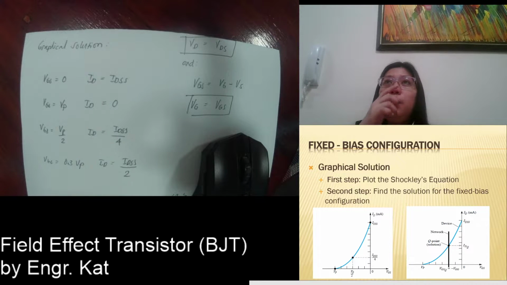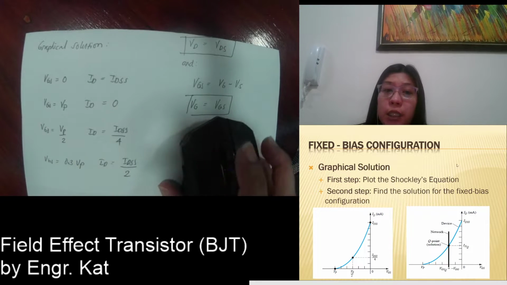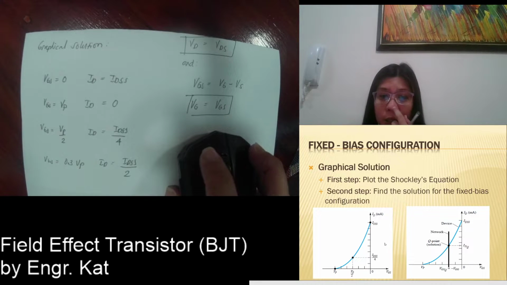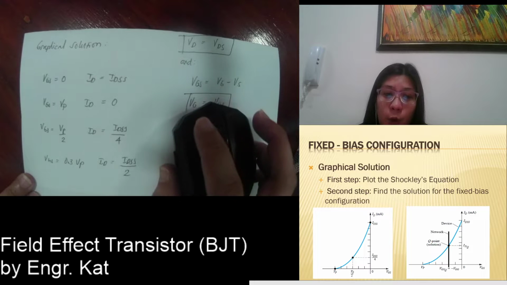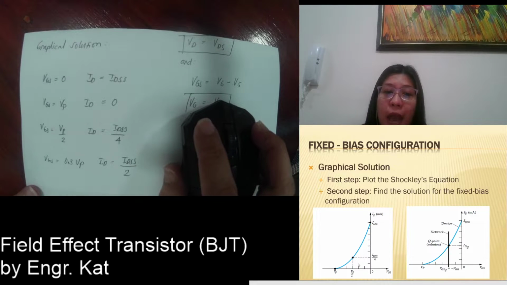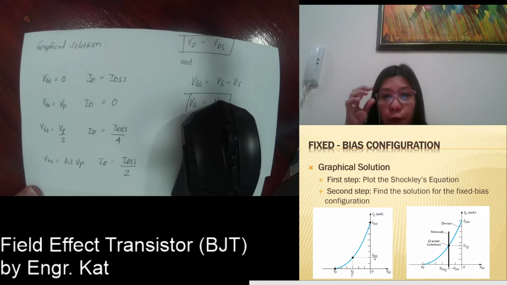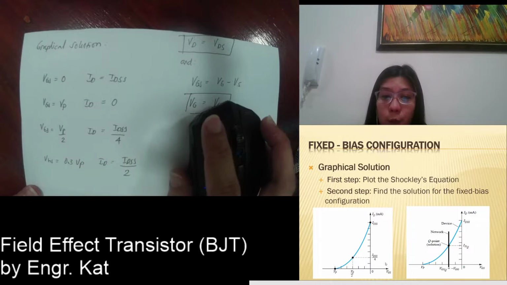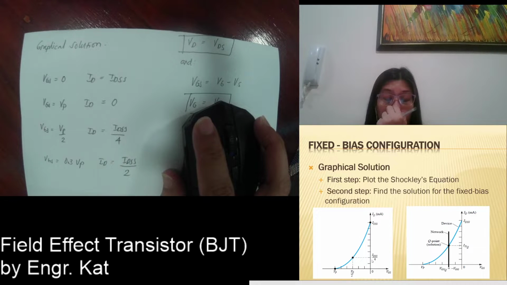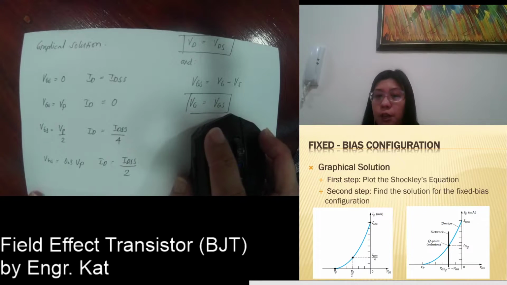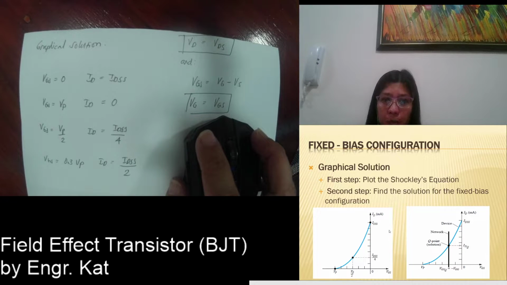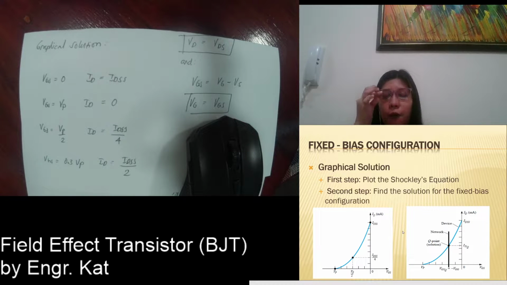And then, so that we can approximate your curve further, we can use one or two more points. The other points that we have established is that when your VGS is equal to half of your VP, or your pinch-off voltage, your ID is equivalent to 1/4 of your IDSS. And then we have another point that we have discussed in the previous video, that when your VGS is equivalent to 0.3 of your VP, your ID is equivalent to half of your IDSS.